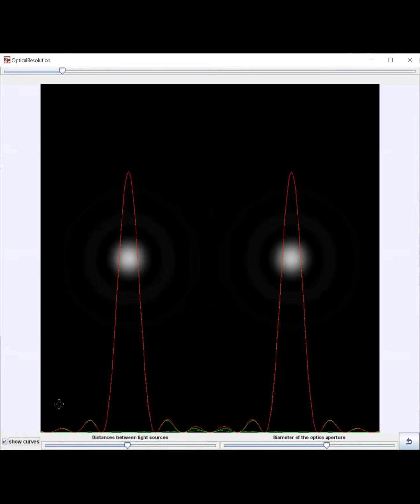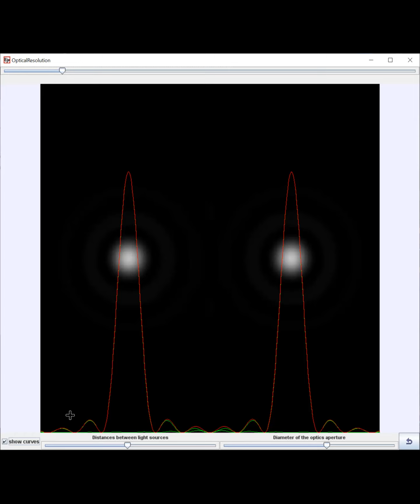I can also show the light intensity curves for these things. And you can see each one, the intensity is at a maximum at the center of the thing, and then it drops to nothing and comes back, but much less bright than the central maximum, and then it comes back again. It shows basically red and yellow for each of the two light sources, and then when they're combined, there's a green line down there, and you can see that.